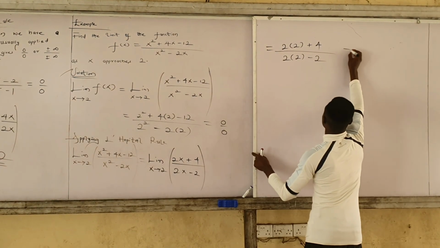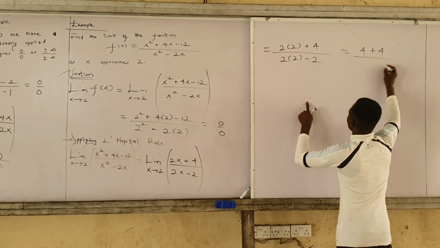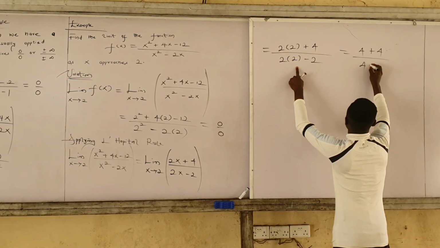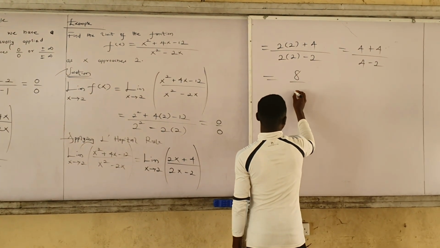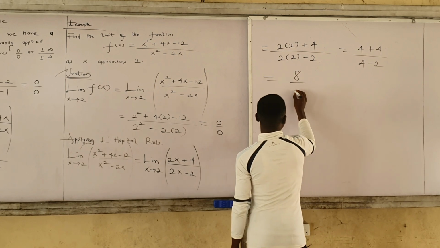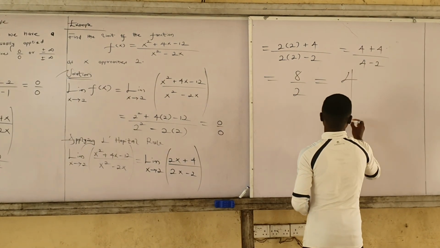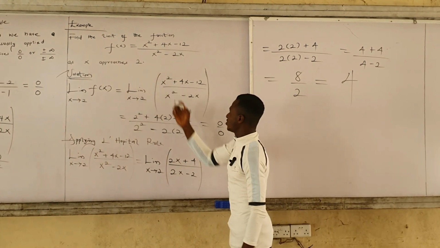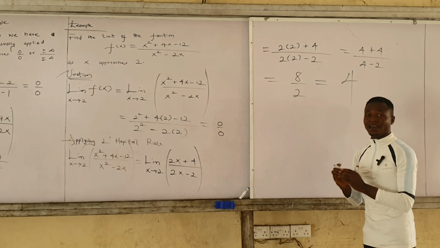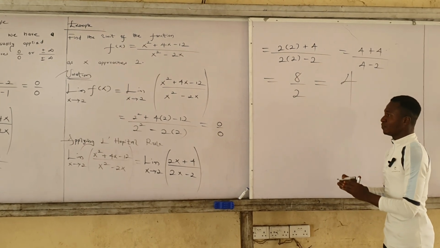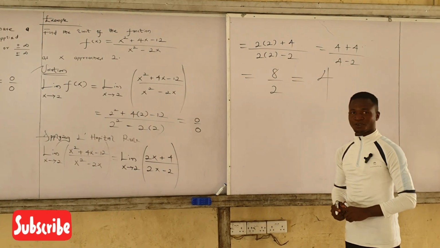And this should be equal to 2 times 2, that gives us 4, plus 4, all over 2 times 2, that gives us 4, minus 2. So we have 8 all over 4 minus 2, which is given by 2. So with this, the limit of the function as x approaches 2 is 2. This is how we can apply the L'Hopital's rule to any given function where the quotient by direct substitution leads to an undefined result.